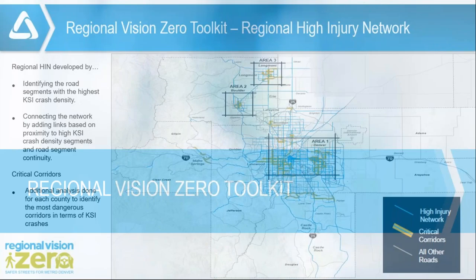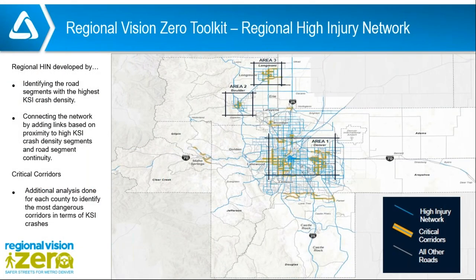The regional high injury network was developed by identifying road segments with the highest KSI crash density, KSI meaning killed and severe injury crashes. We used only KSI crashes from 2013 to 2017. To make those identified segments a network, we linked based on proximity to those high KSI crash density segments and road continuity.